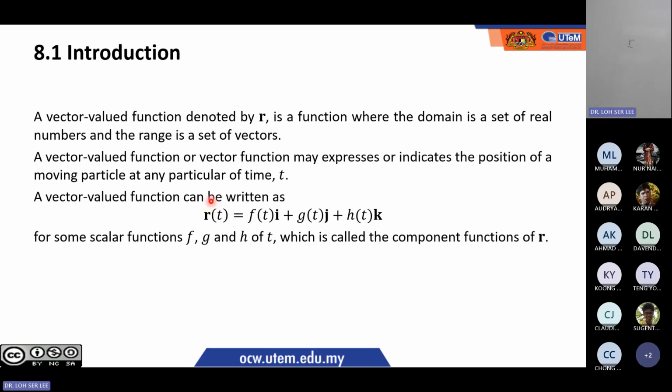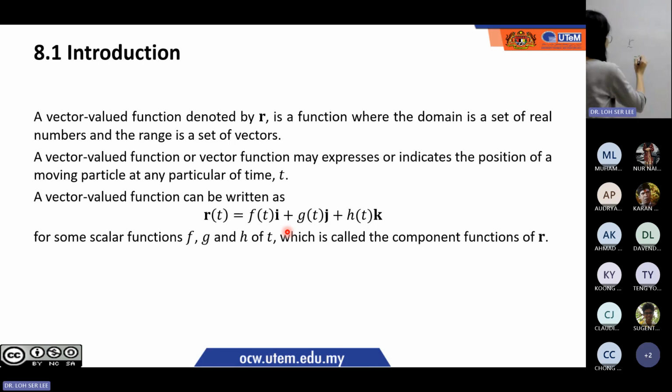Because you see this one, R of t, you have the components i, j, and k. These are the component functions, f, g, and h. They are all in t, in parametric form. So the domain, that means the input, is a set of real numbers, and the range is a set of vectors. The input will be this t, a set of real numbers, and the output is a vector.